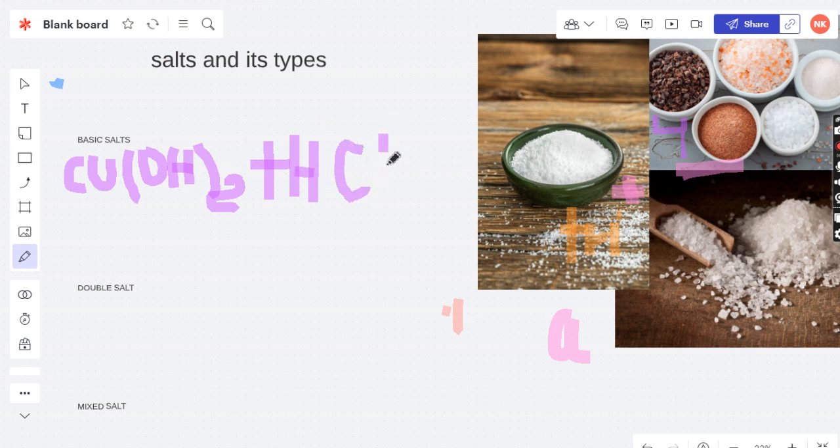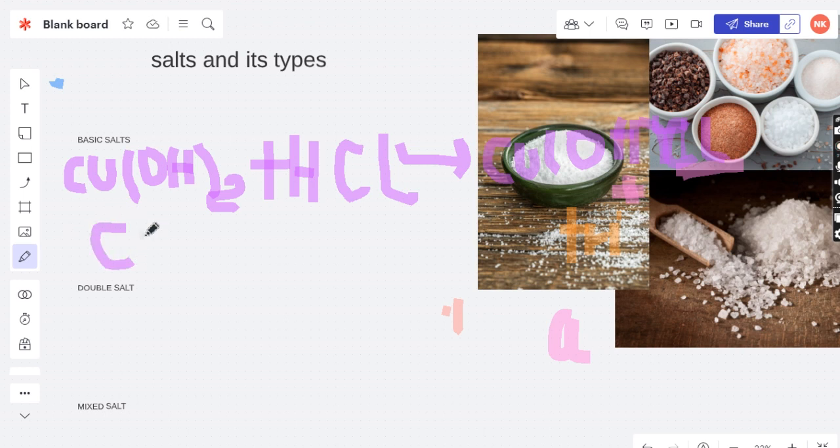Let's take up monobasic as well. We will be concerned with monobasic and dibasic acids when we talk about acidic salts. This is a monobasic acid, so the salt that will form here will be Cu(OH)Cl. This is a basic copper chloride salt.